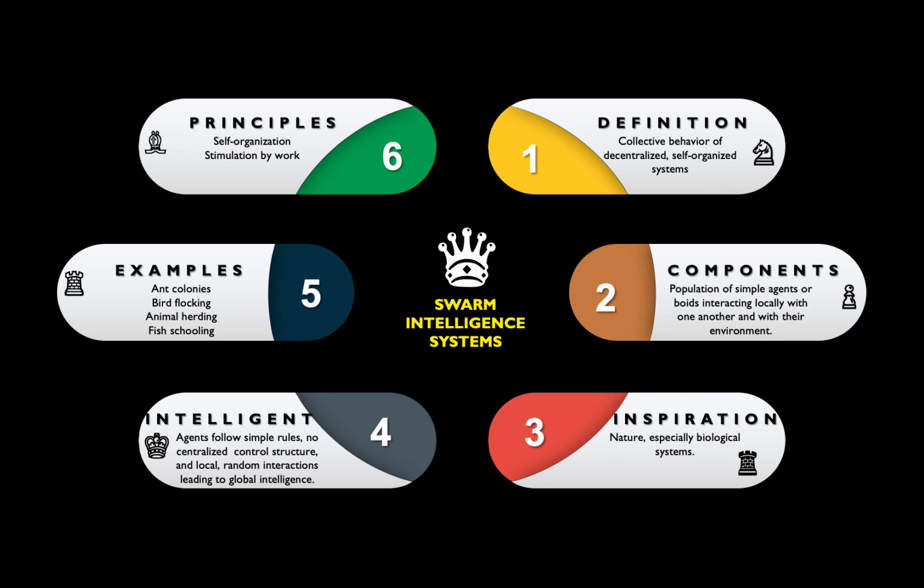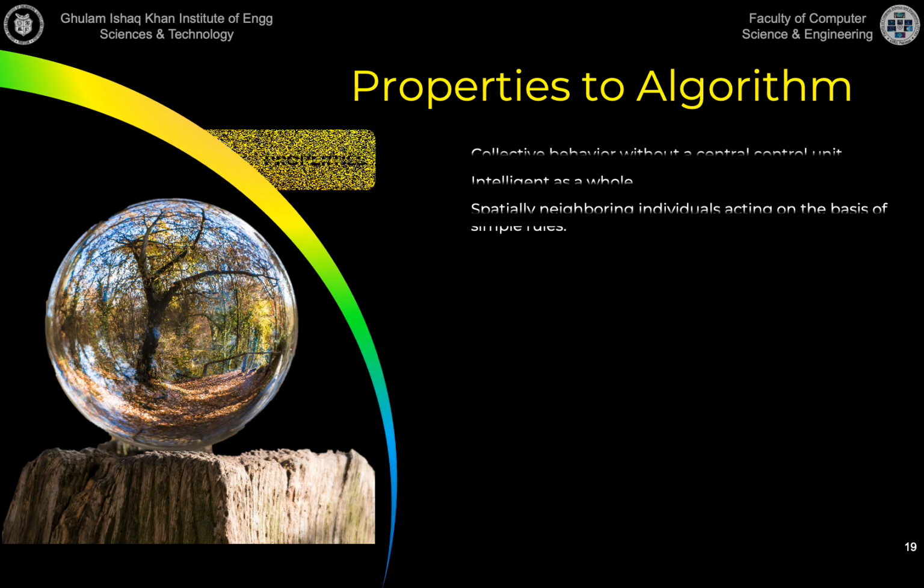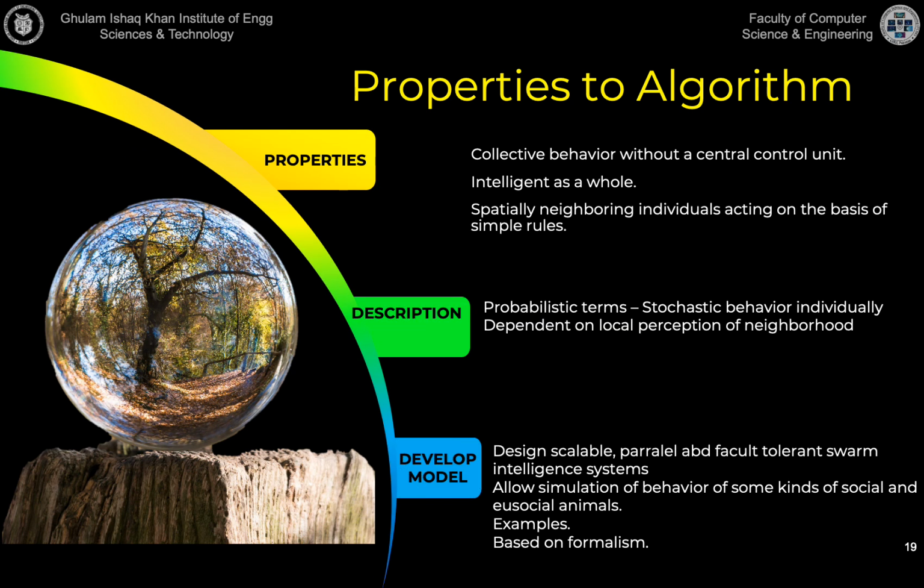They usually look for schools of fish that are swimming together, and they attack that particular school. So with the definition of swarm intelligence out of the way, and the properties as well that we have discussed, we need to convert these properties to algorithms.